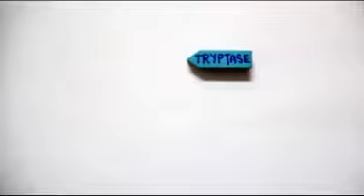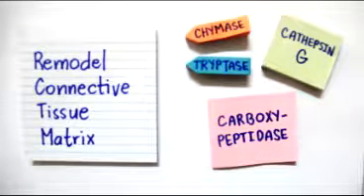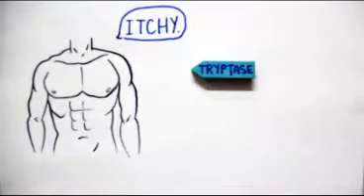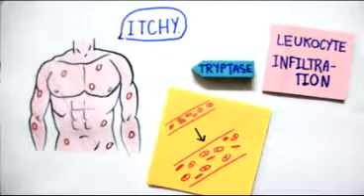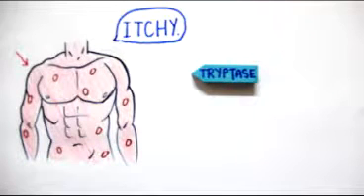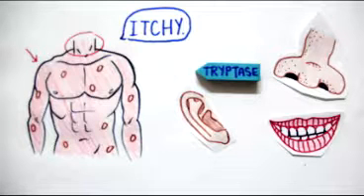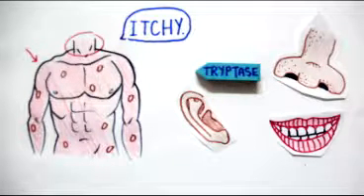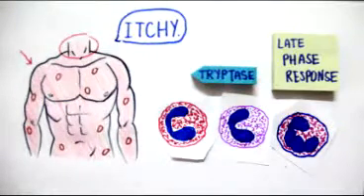The enzymes tryptase, chymase, cathepsin G, and carboxypeptidase remodel the connective tissue matrix. Tryptase in itself causes pruritus, vasodilation, erythema, leukocyte infiltration, and local induration, thus suggesting a role for tryptase in cutaneous inflammation and itching. This said pruritus is experienced not only on the skin, but also on various mucosal surfaces and body cavities, such as the nose, throat, mouth, and external auditory canals. Tryptase also calls for more specialized WBCs, such as eosinophils, basophils, and neutrophils for the late phase response.